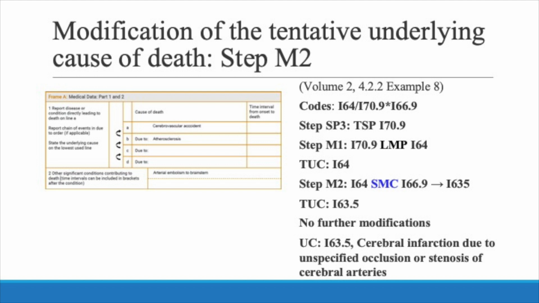Although not necessarily a hard and fast rule, you may find that the tentative underlying cause of death may be modified by another more specific cause of death classified to the same block of codes. Likewise, a tentative underlying cause with a fourth character of .8 or .9 may be modified by a more specific cause of death classified to the same 3-character code, but at a more specific fourth character subcategory.